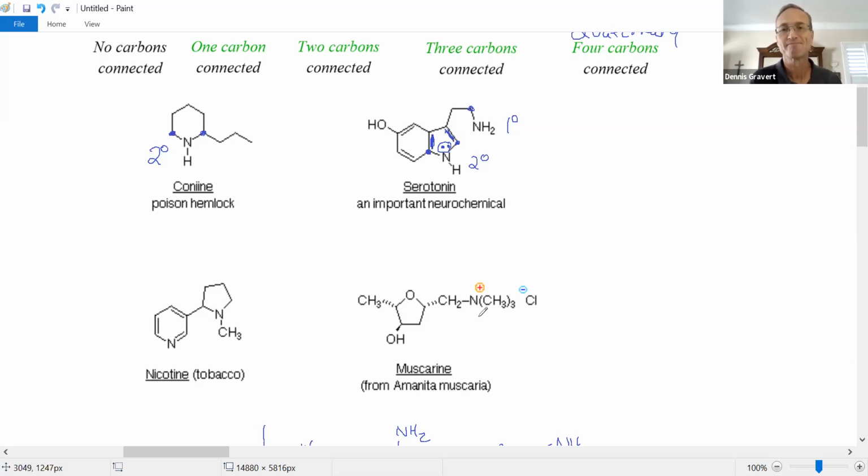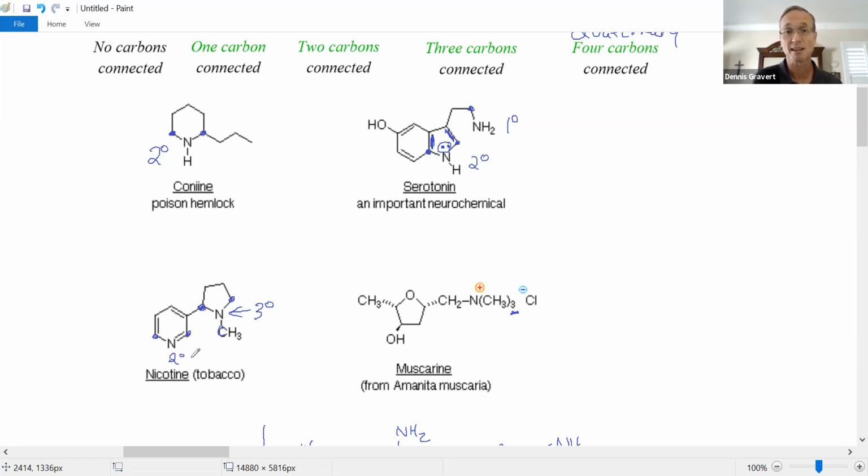an ammonium salt. Cool. Nitrogen, you have to count it up. There's 3 methyl groups on it, and then the nitrogen atom's also connected to the rest of the molecule. Nicotine from tobacco. This nitrogen, what degree is that? Well, look at the bonds. There's 1, 2, 3 carbons. That's a tertiary nitrogen. If I want to classify the nitrogen atom, I would say, well, there's 2 carbons attached.